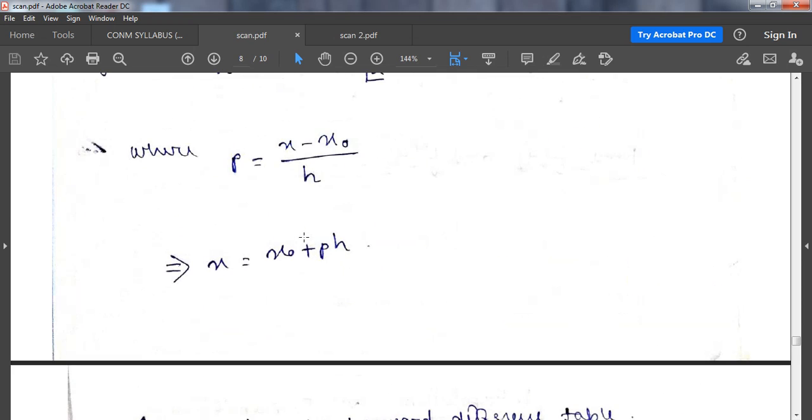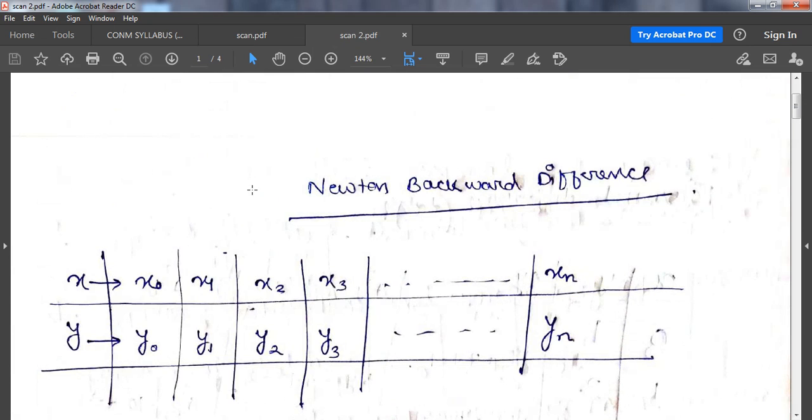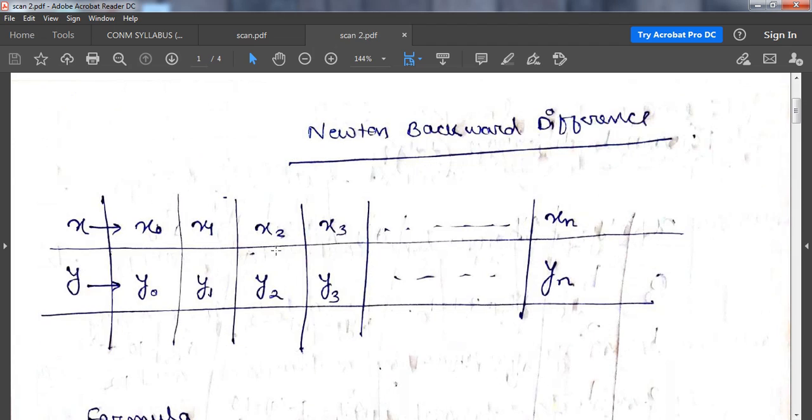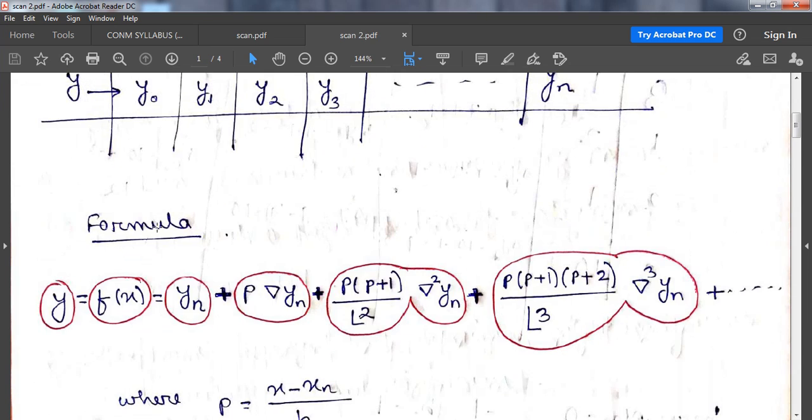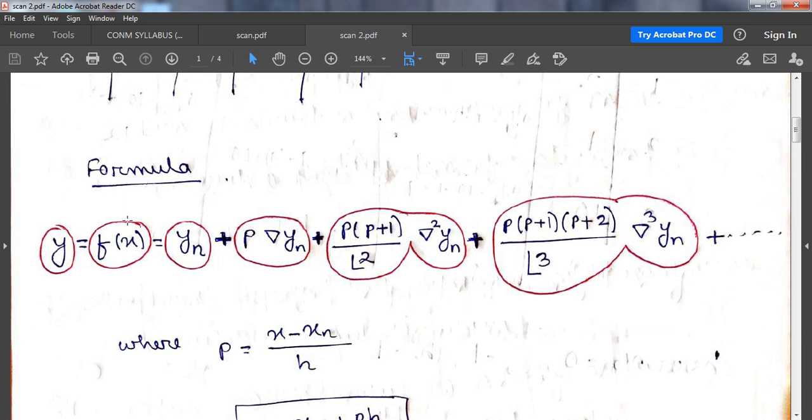Now we are going to see the backward difference. In the backward difference also, you will be given a set of data points in the form of x and y. If you find the value of a particular point inside this data set, between x naught and xn, then it is interpolation. If it is beyond x naught and xn, then it is extrapolation. The formula for Newton backward difference interpolation is this.